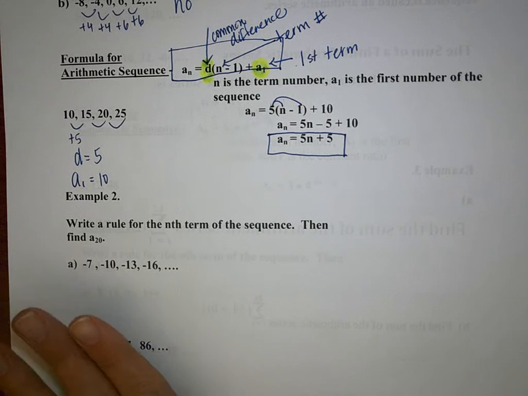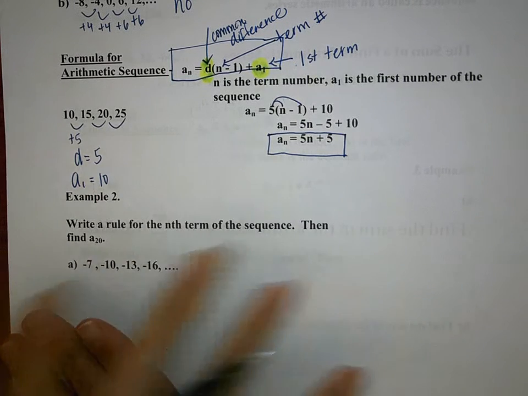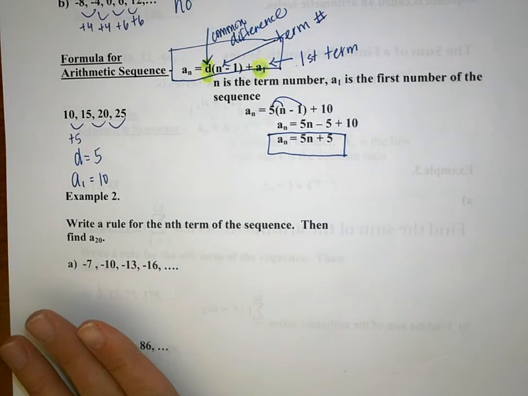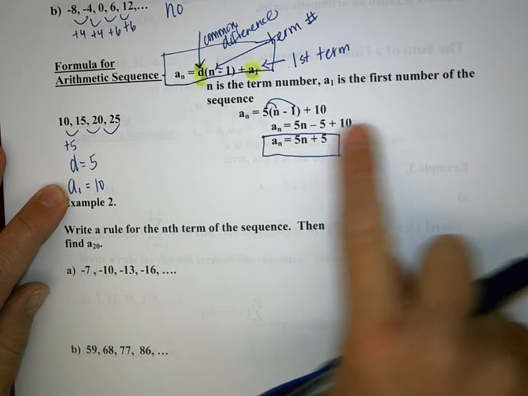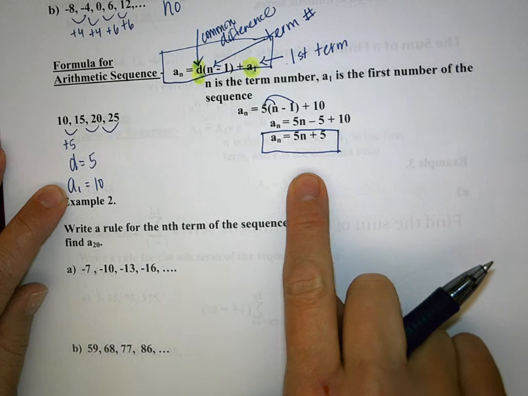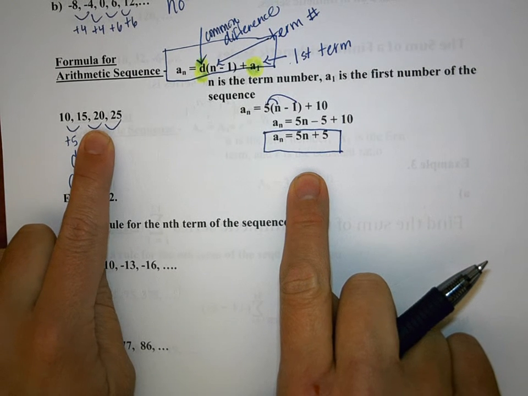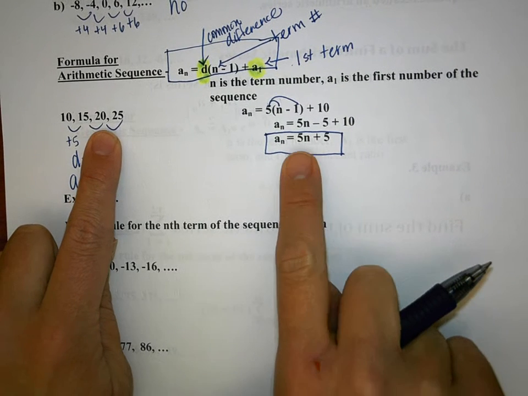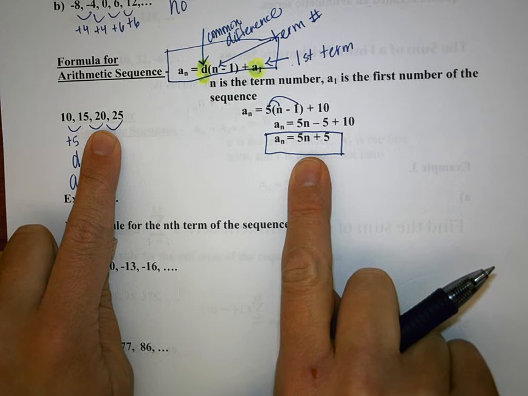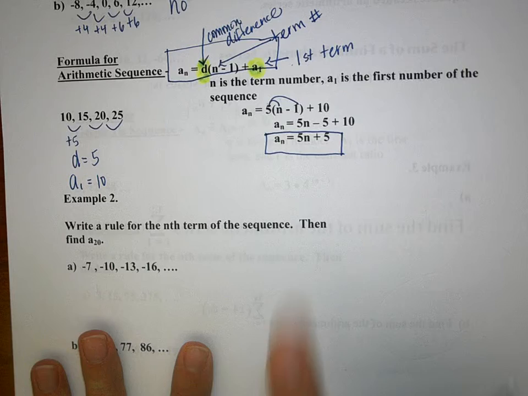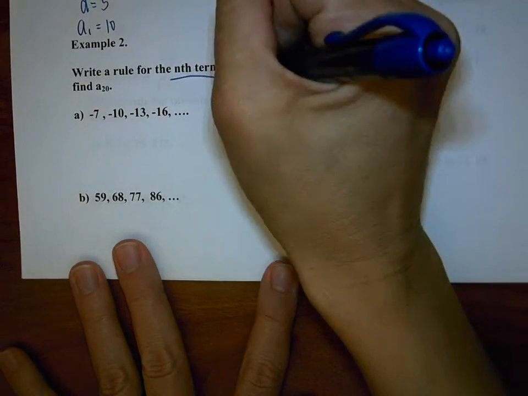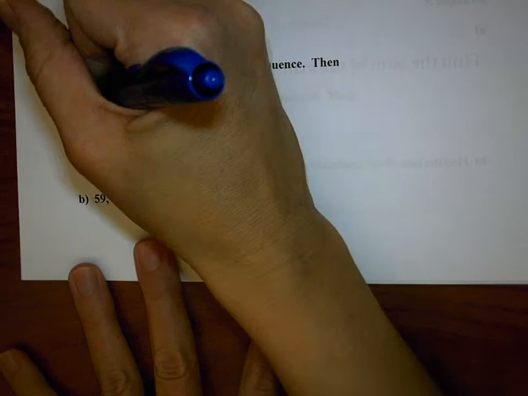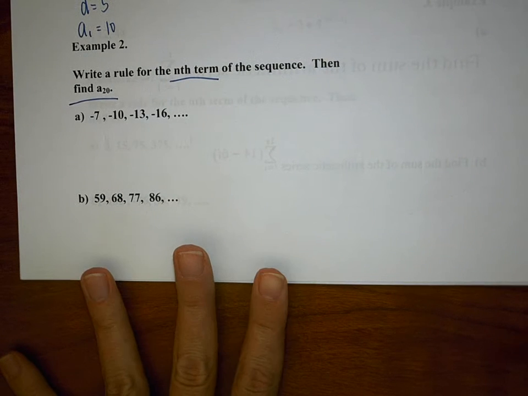Okay. So, are there questions? Do we get how this works? So we're just plugging in our D value and our first term, and then you simplify and you have your equation. So if I wanted to find the answer for the third term, we know the answer is 20, right? Let's check it out. 5 times 3 is 15, plus 5 is 20, right? So it works. Okay, on example 2, they want us to write the nth term, so your equation, and then also find your 20th term.